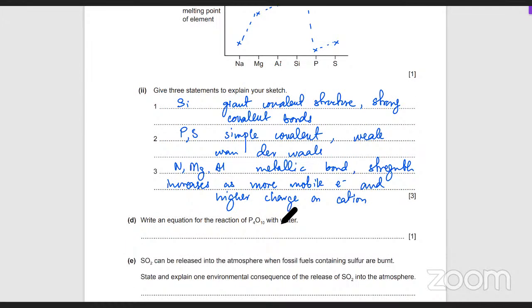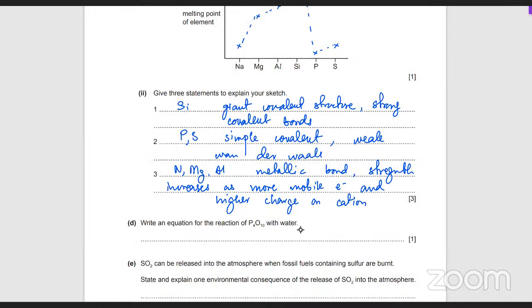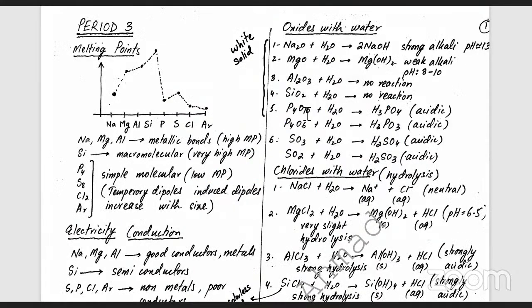Write an equation for the reaction of P4O10 with water. What acid is formed when P4O10 reacts with water? Phosphoric acid, sir. Okay, so remember the reactions of oxides with water. P4O10 is going to form H3PO4. If you were talking about P4O6, it would form phosphorous acid, and then SO3, SO2. So these are the reactions. Remember those.